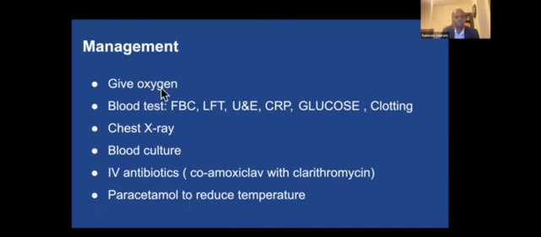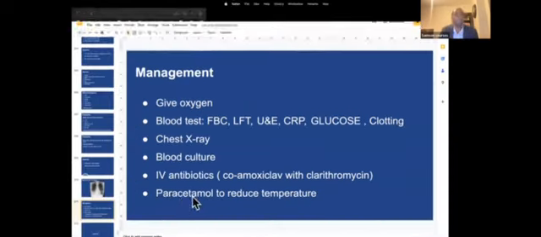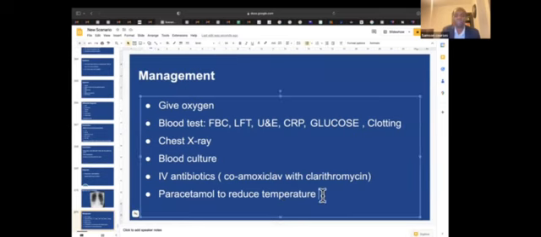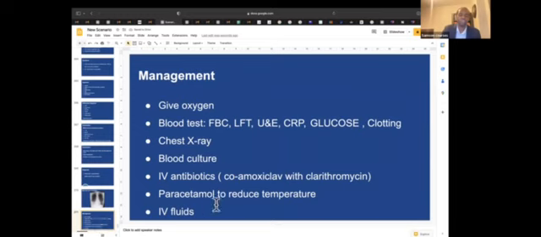So: oxygen, and routine blood tests, which in layman's terms check if you're anemic or the cells in your blood, how your kidneys and liver are working, signs of infection, CRP, your blood sugar, and your tendency to form clots or to bleed. Blood culture to check for infection in your blood, IV antibiotics, and paracetamol to reduce the temperature. You are also going to give IV fluids to reduce dehydration.